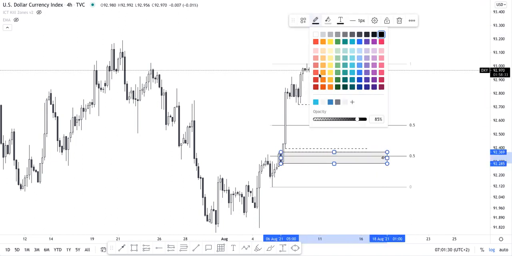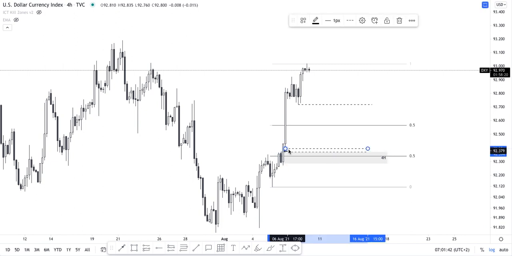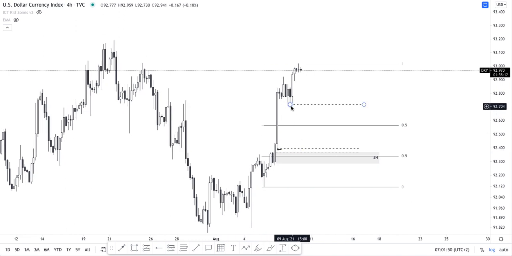I don't like that black lines anymore. I'll take that away. A 4 hour zone there as well. So there's a lot of confluences for the dollar to go towards the downside. You can see we have the imbalance over there. We have a lot of empty space over here as well. We have that liquidity below that low.